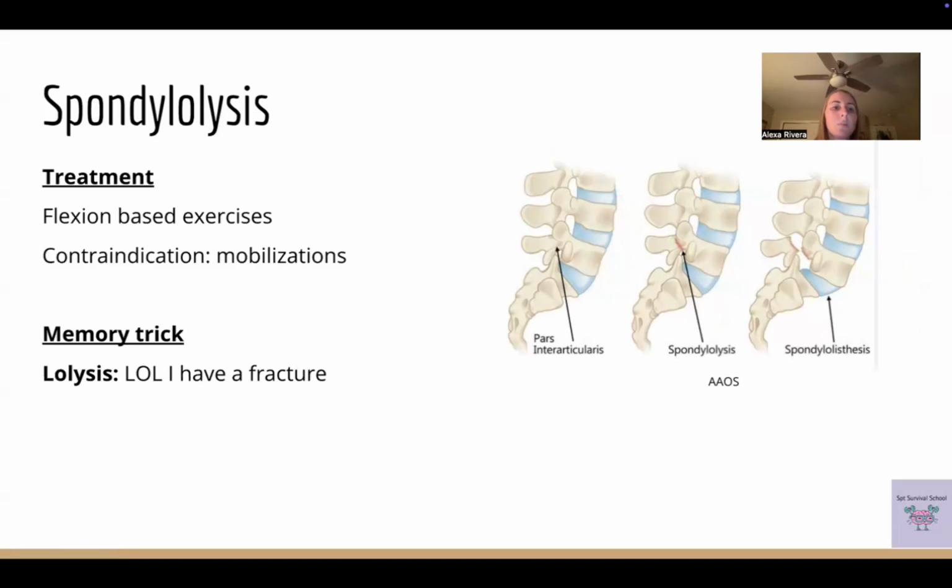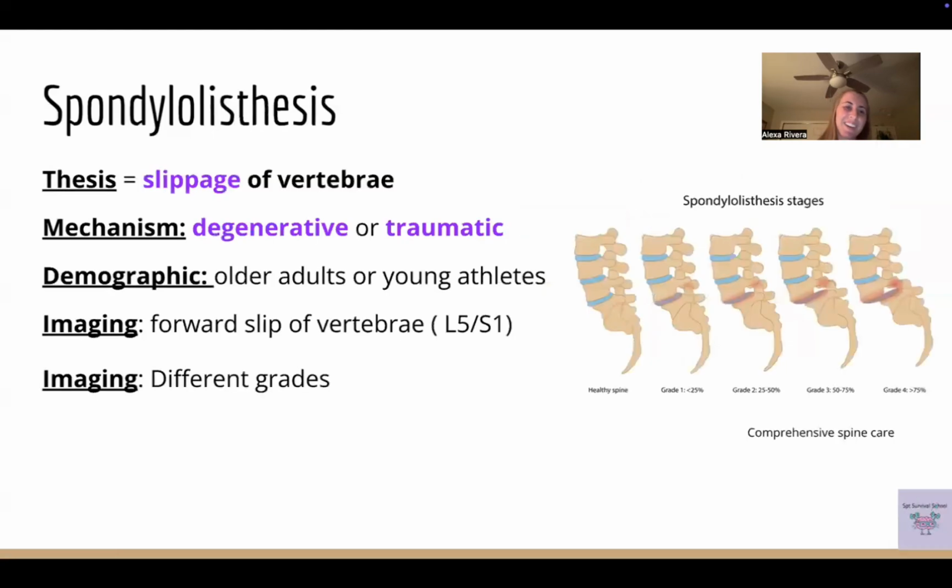Treatment is going to be flexion-based exercises. And a really important thing to remember is since this is a fracture, you don't want to mobilize it. So more of an exercise-based treatment and no mobilizations. Another memory trick is LOL, I have a fracture. So hopefully that helps with this one.